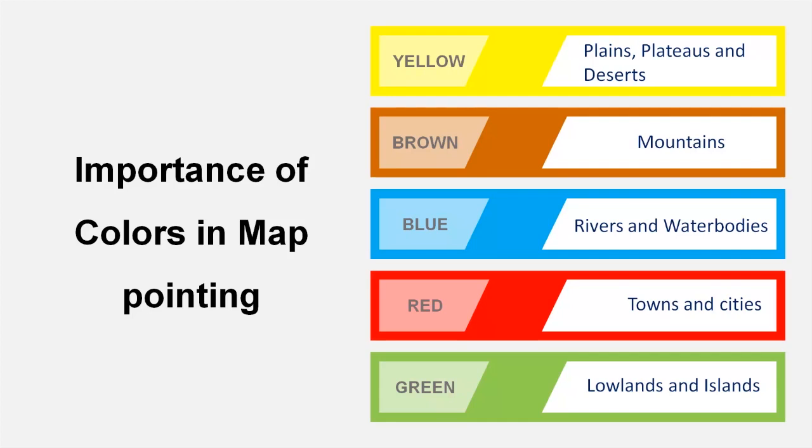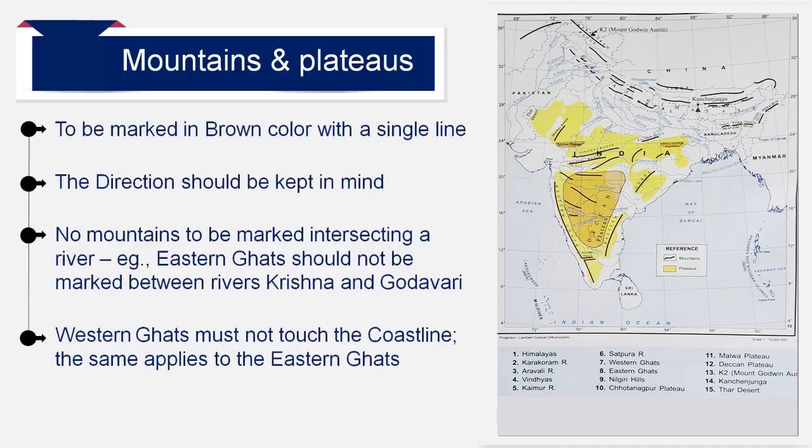All water bodies must be marked in blue, including rivers, gulfs, and straits. Soils can be marked as specified, for example, black soil in black and red soil in red. Towns must be marked with a red dot. The capital city must be marked with a red square. Population must be marked in yellow with a small area dotted with brown as shown in the map. Lowlands and islands must be marked in green. Mountains must be marked in brown with a single line.